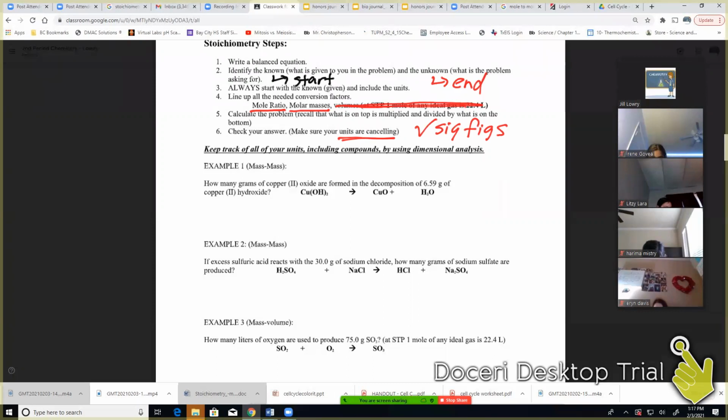All righty. Now that we talked about the rules, let's just dive in and do the longest one first. So for example 1, this is a mass to mass problem, or you could say it's a gram to gram problem. Mass and gram, those words are interchangeable. And it's 4 steps. And you're going to use 2 molar masses. So that's why this is the longest. You use the molar mass of your given and of your unknown.